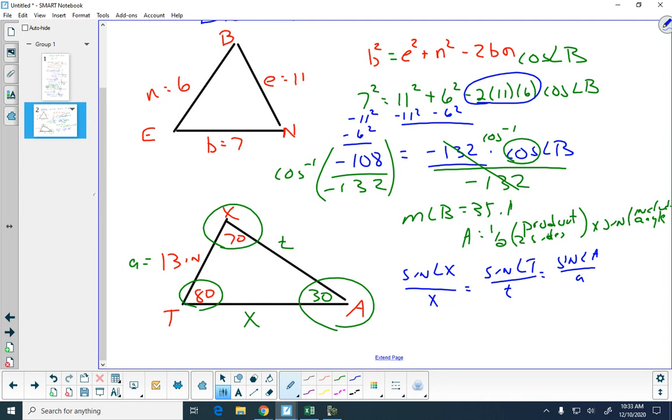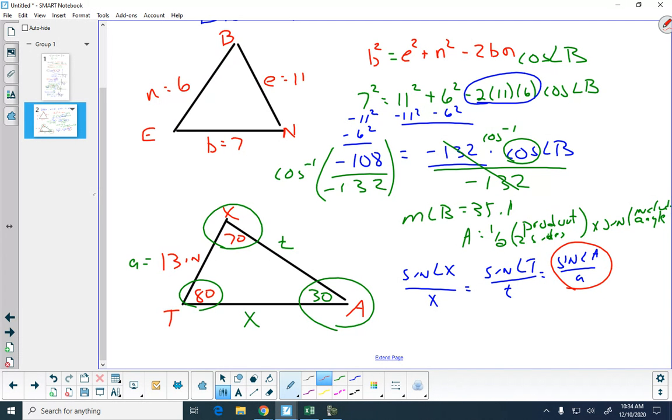And what we need to calculate here is either x or t. It does not matter. I know this right here. I know sine of angle A over little a. I know angle T and I know angle X. What I want you to do is pick one of those two, if you've not already done it, and find the measure of the side that's known.